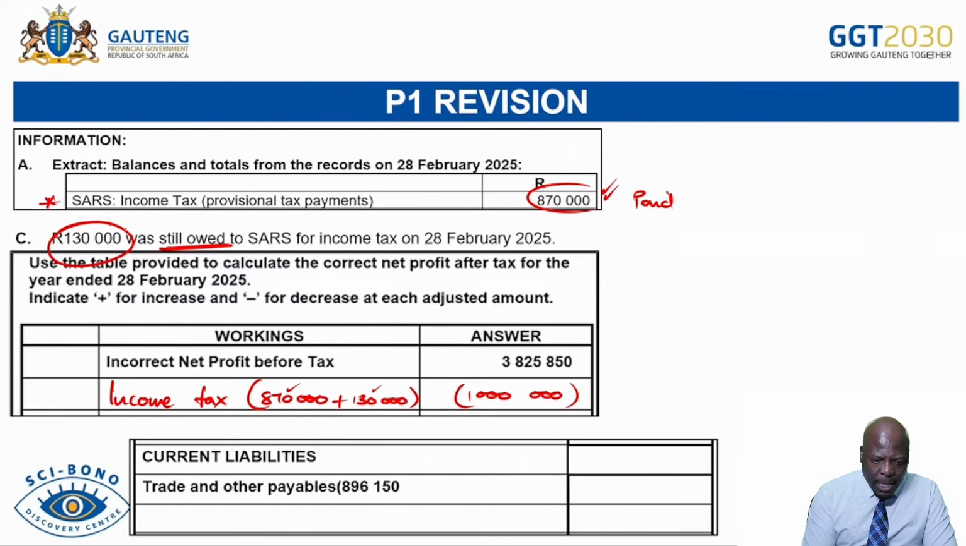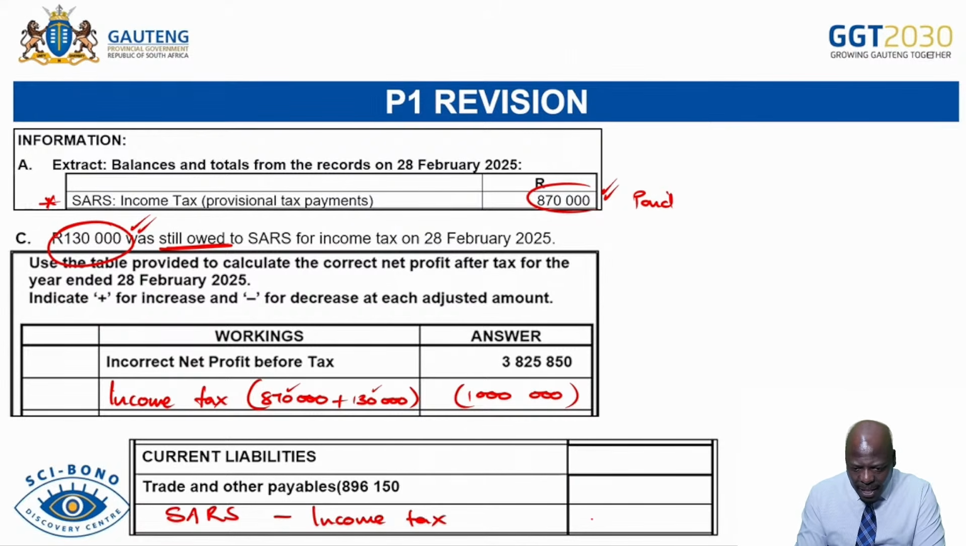And the amount that is still owed to SARS, we therefore bring it here under trade, under current liabilities. SARS, income tax, my handwriting there. And that's 130,000 over there. Still owed to SARS, 130,000.